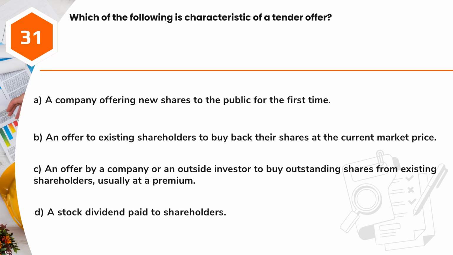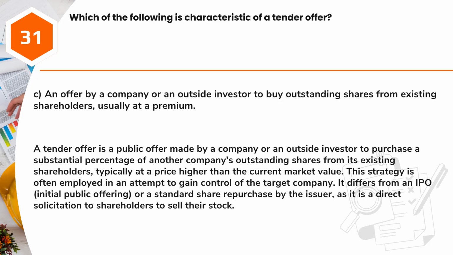Question 31. Which of the following is characteristic of a tender offer? A. A company offering new shares to the public for the first time. B. An offer to existing shareholders to buy back their shares at the current market price. C. An offer by a company or an outside investor to buy outstanding shares from existing shareholders, usually at a premium. D. A stock dividend paid to shareholders.